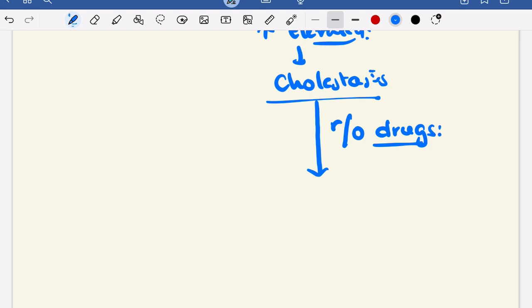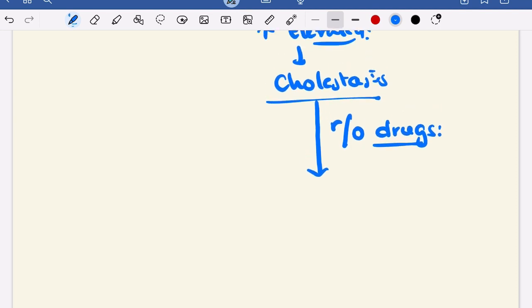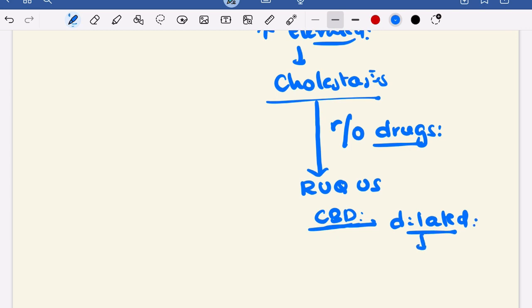Whenever you get obstructive jaundice, first rule out drugs. I have discussed drugs causing cholestatic pattern of enzyme elevation in LFT in the previous video, the link of which will be provided in the description. Kindly go through it. Once you rule out drugs, the next thing you have to do is right upper quadrant ultrasound. You have to see the CBD, whether it is dilated or non-dilated. If CBD is dilated, that means you have to go for CT abdomen or ERCP or MRCP.